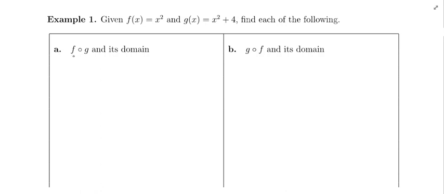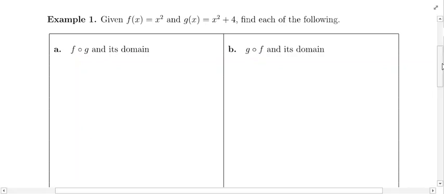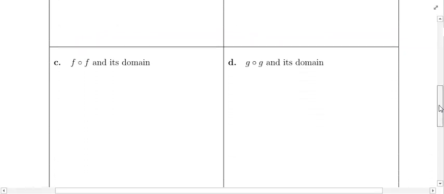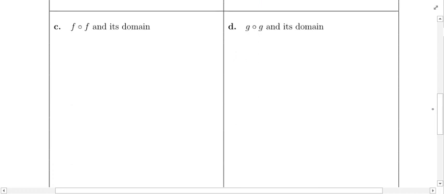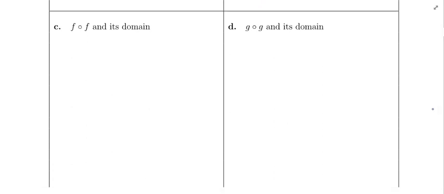We're first going to find f of g, so f composed with g, and that new function's domain. And then in part B, we're going to switch the order. So we're going to find g of f and its domain. And then if we go down to parts C and D, we're going to form the new function f composed with f. It is possible to compose a function with itself. And then we're going to take a look at g of g.